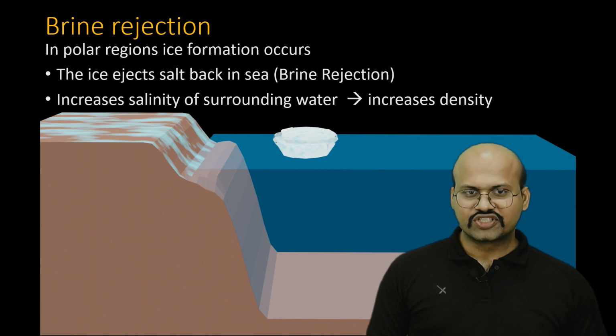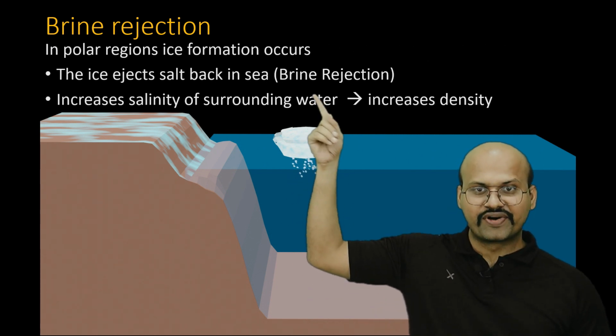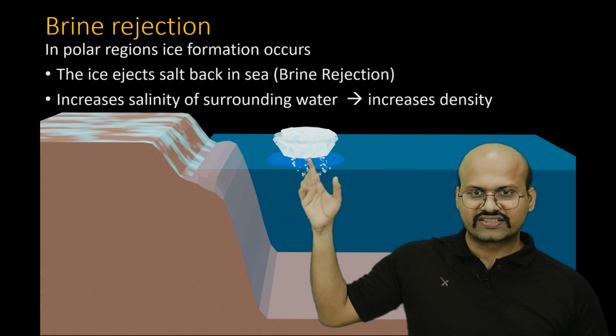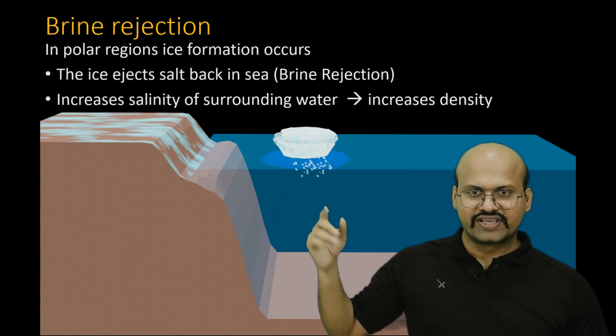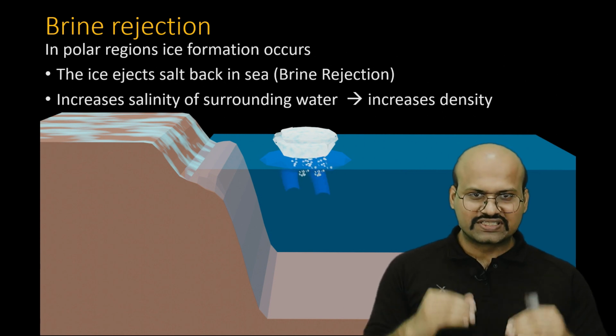So ice, which is formed from this ocean water, does not retain the salts. It releases them in the adjoining water through a process called brine rejection. Now because this salt is emitted from this ice, the water below this iceberg will become more saline. And when it becomes more saline, it will start to sink.